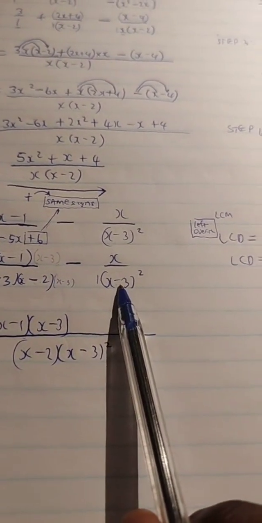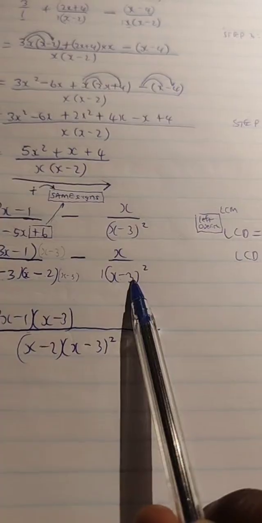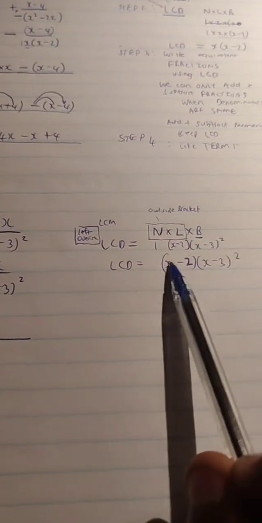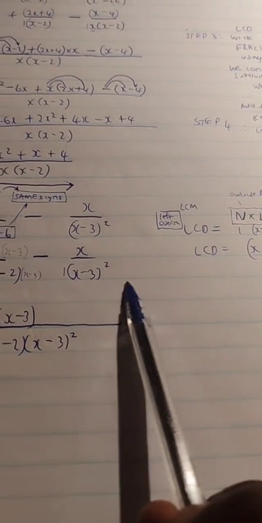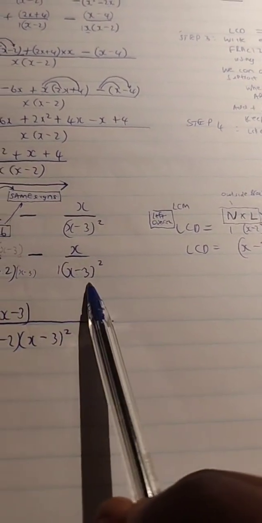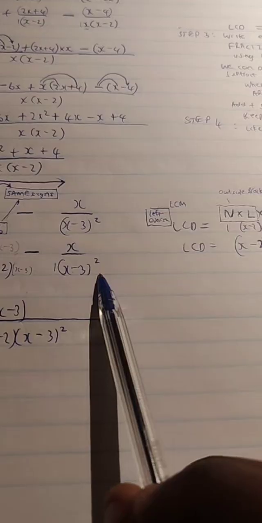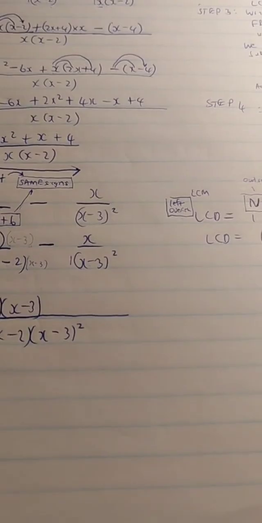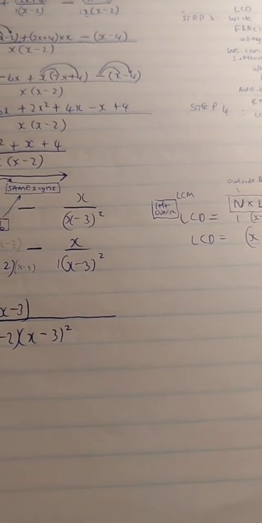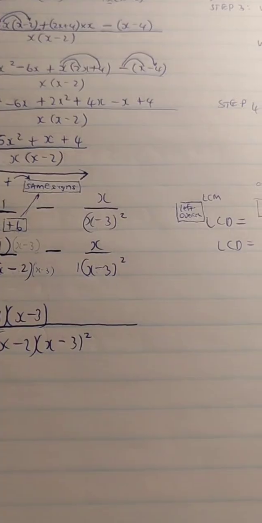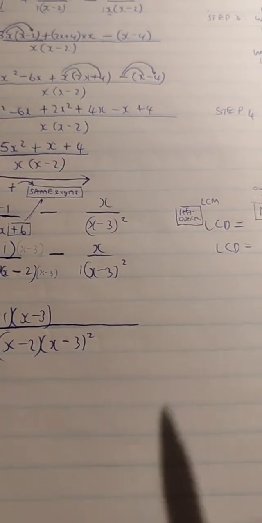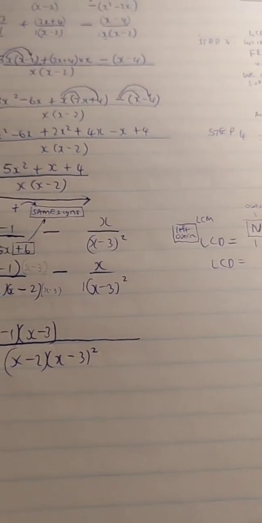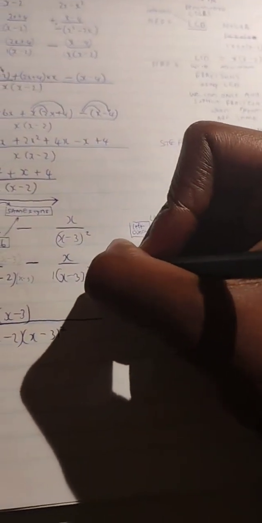In this denominator, I have 2 of the x minus 3s, just like in the LCD. Who is missing though for me to have the same LCD? Who is missing here, guys? Yes, Ngachi. x minus 2 is missing here. So x minus 2, I'm going to put him there.